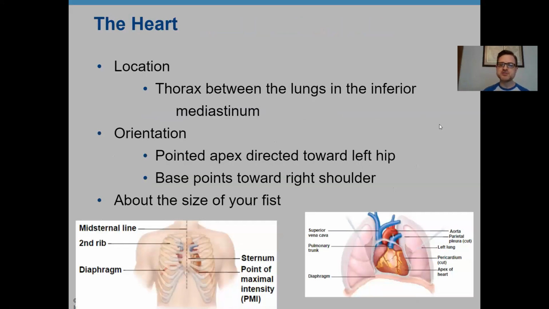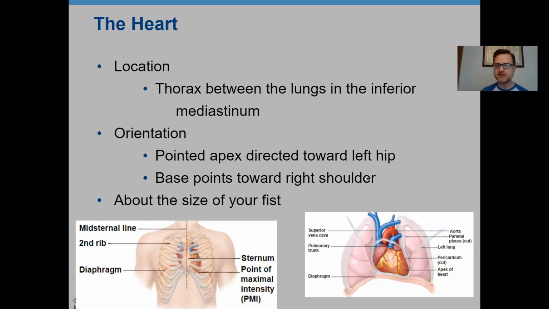Okay, so the location: it's in your thorax, in your chest, between your lungs. This word, mediastinum, is the central cavity of your chest, between your lungs, where your heart and the main blood vessels coming off your heart are located. It's about the size of your fist. The heart's not particularly large.